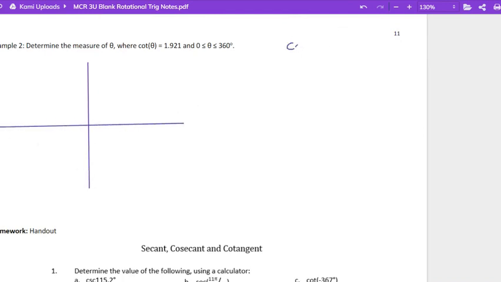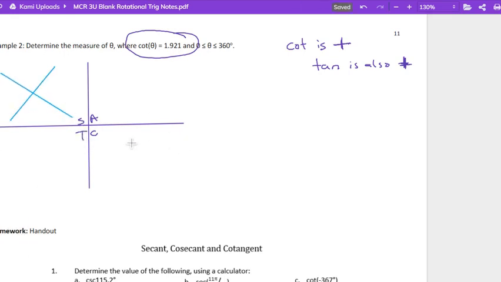So if cotangent is positive, tangent is also positive. Okay, so if cotangent is positive, that means we're not in this quadrant. We're not in this quadrant. We are in quadrant 1 and quadrant 3.